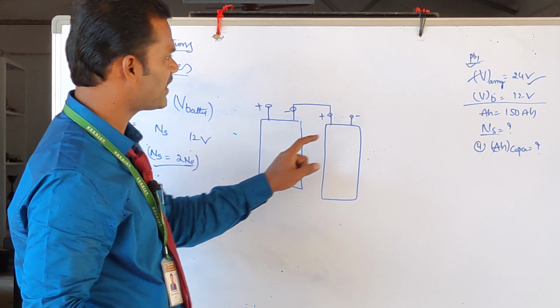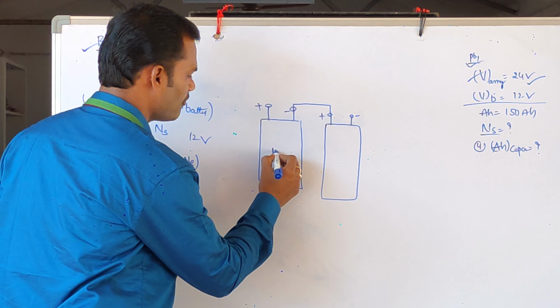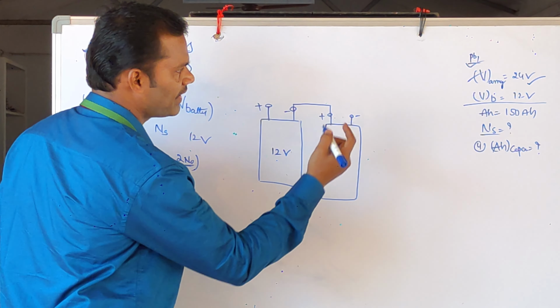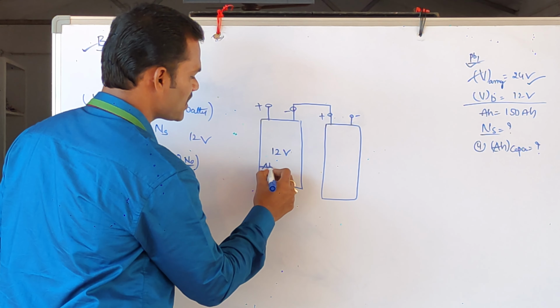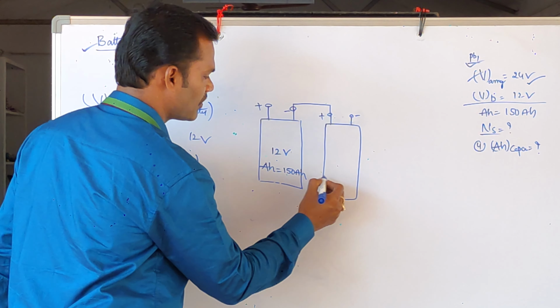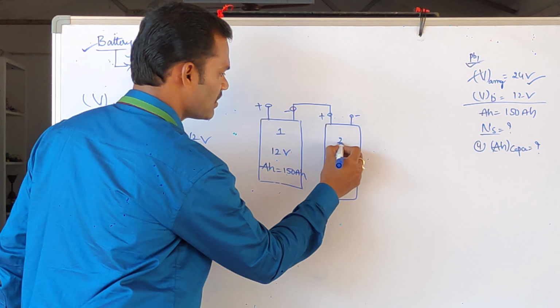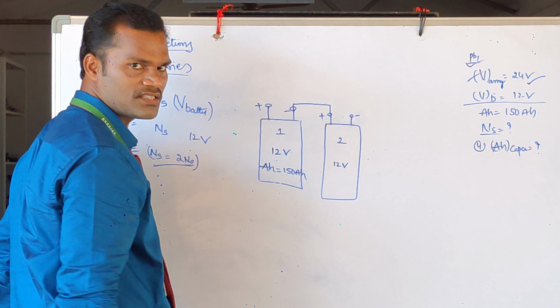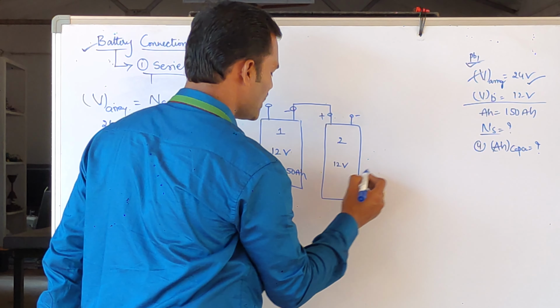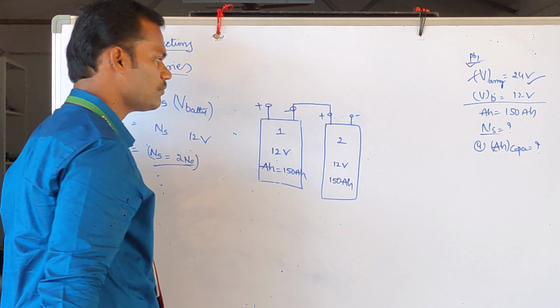So what is the rating of the battery given in the problem? Each battery has a voltage rating of how much? 12 volts. And what is the Ah capacity of the battery given? So this is 150 Ah. What is the rating of this battery 2? So this is battery 1, this is battery 2. So the voltage rating is 12 volts and the Ah capacity is 150 Ah.